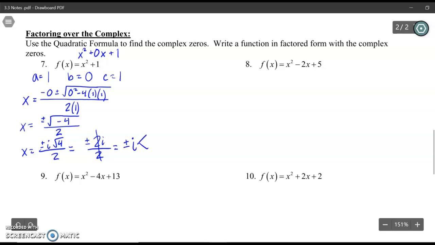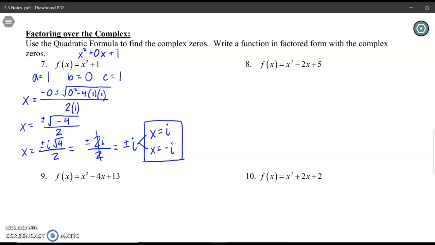So that means that I have two answers here. One of my zeros is x equals i. The other one is x equals negative i. Note that both of these are complex zeros, which means that both of them have an i in them. So when I actually graph this, this graph isn't even going to touch the x-axis in a visible point.